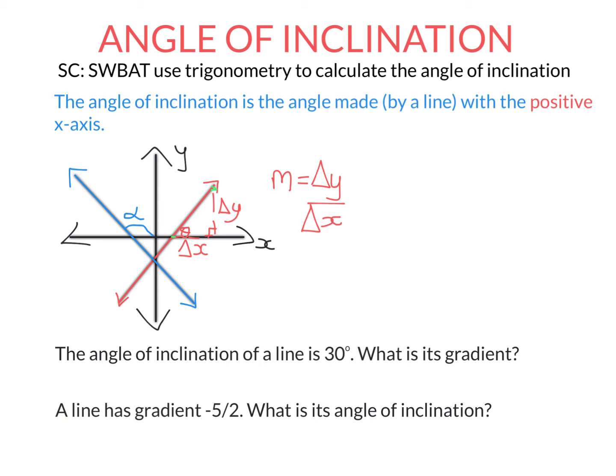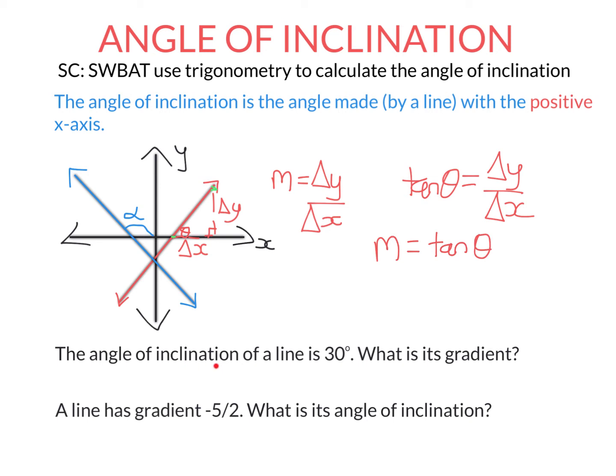Okay, that's all well and good. But let's look at this angle here, theta. You see, we know from SOHCAHTOA that tan theta is just the opposite, which is the change in y, divided by the adjacent, which is the change in x. Notice here, the gradient and tan theta are both equal to delta y over delta x. So, of course, that means the gradient of any line is equal to the tan of its angle of inclination.